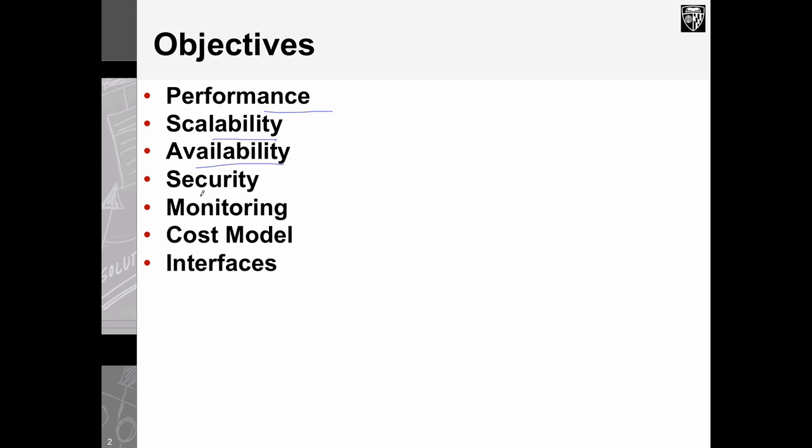We'll look at the security tools that are provided by Amazon for EBS volumes. We look at the monitoring aspects or the monitoring metrics that Amazon provides when we want to monitor our volumes. We look at the pricing model, how much it costs to provision these EBS volumes for our instances. And then finally, we look at the interfaces or how we can interact with the EBS service.